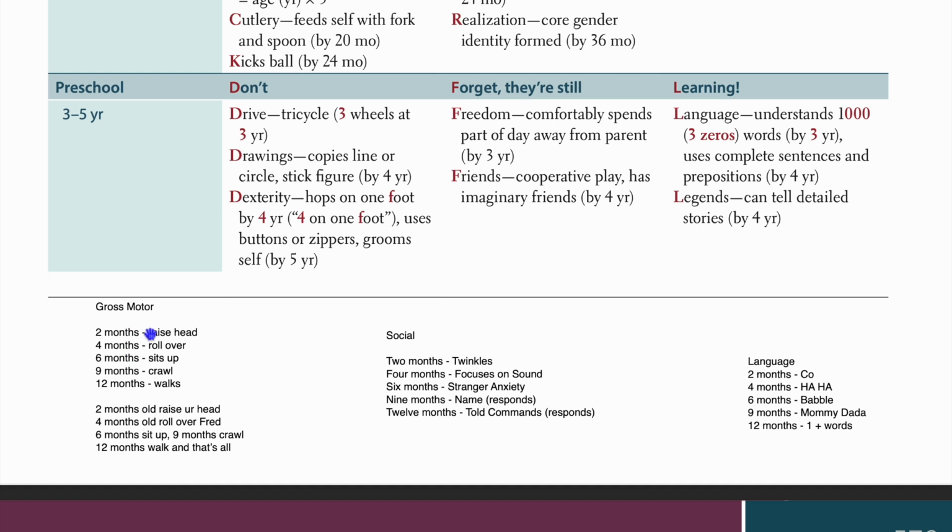So for the first 2 months, they can raise their head. At 4 months they roll over. At 6 months they sit up. At 9 months they crawl. At 12 months they walk. So they start walking at 12 months, right?